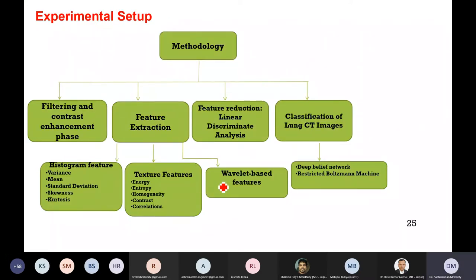Now come to the experimental setup, how we have done the experiment. So this is the experimental setup, and first of all we are using the filter technique. So the data is filtered. Then we extract the features in three ways: one is the histogram features, one is the texture features, and one is the wavelet based features. Then after feature extraction, we do feature reduction using linear discriminant analysis. Then we provide the data to the neural network for classification of whether it is cancer or not cancer. And this method we have applied using the deep belief neural network and the Boltzmann neural network.